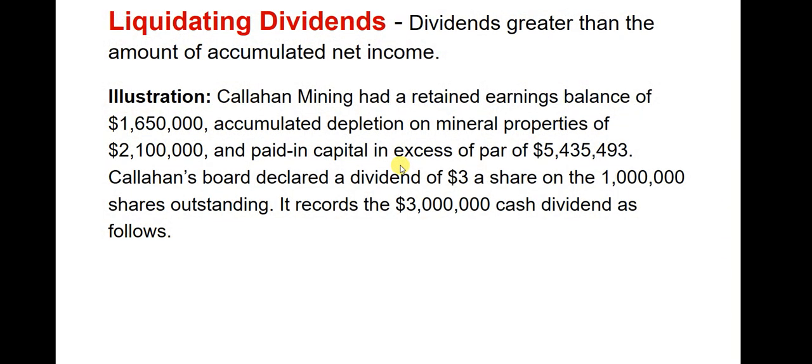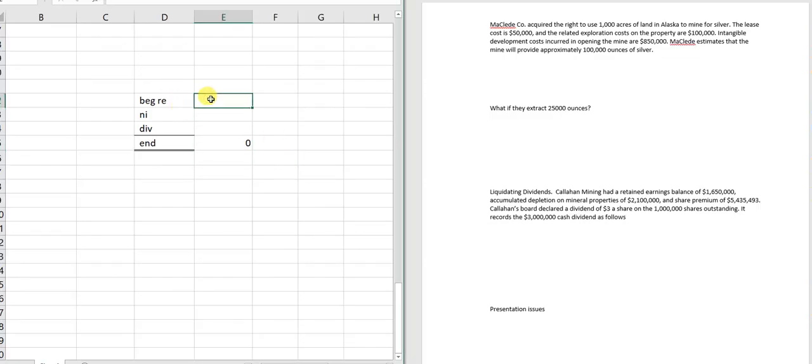Okay, the last thing is liquidating dividends, and I'm going to go to Excel for a second. So let's assume we started a business, so we have 0 retained earnings in the beginning. I made $100 of net income, and I paid out a dividend of 20. So my earnings that are retained by the business are 80.